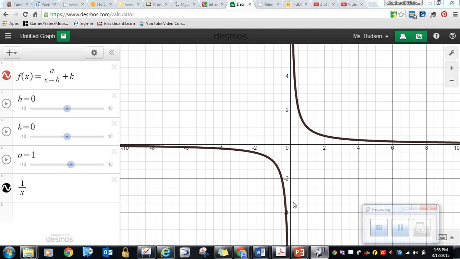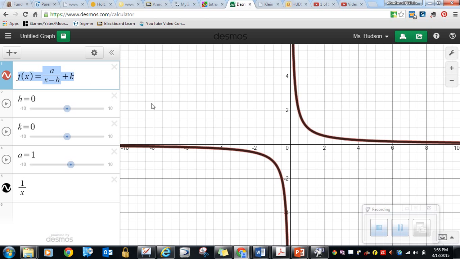This is the graph of our parent rational function, which is 1 over x. But if we're going to make transformations, we want to start thinking about the transformed version, which looks like this and has a's, h's, and k's like we've seen before.